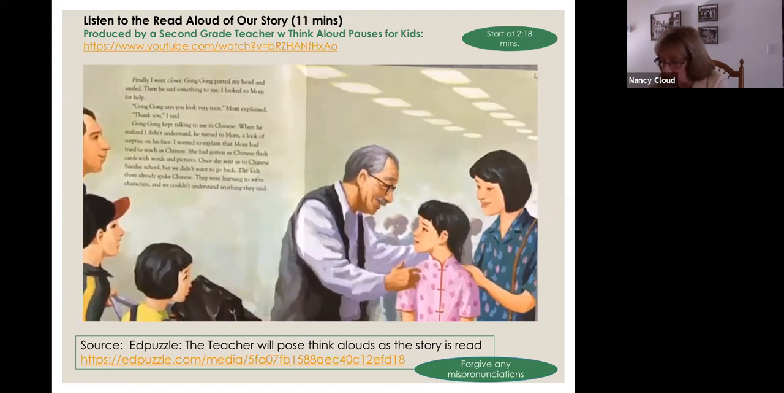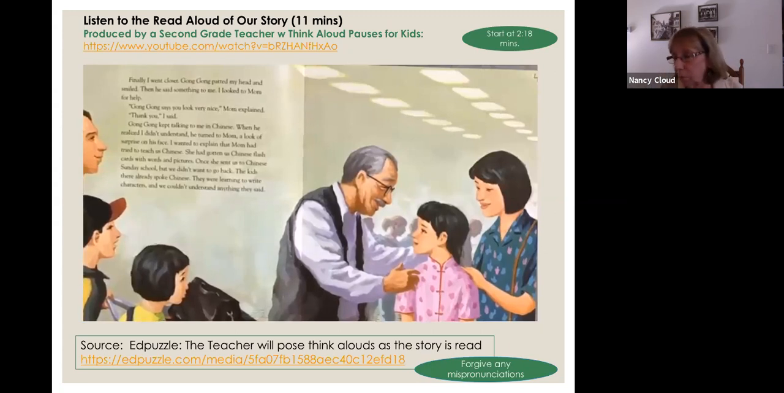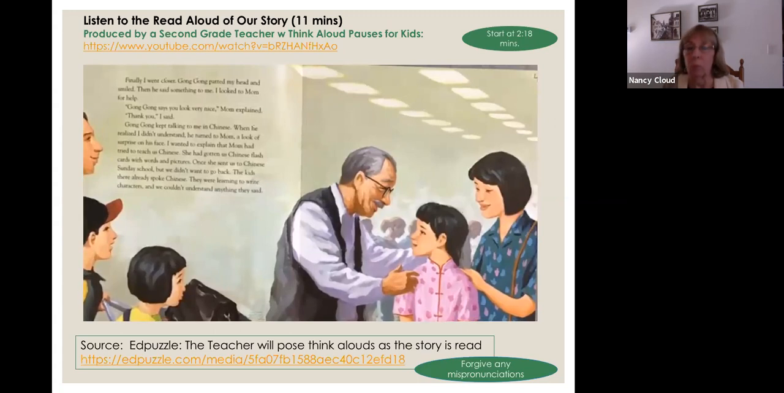I wanted to explain that Mom had tried to teach us Chinese. She had gotten us Chinese flashcards with words and pictures. Once, she sent us to Chinese Sunday school, but we didn't want to go back. The kids there already spoke Chinese. They were learning to write characters, and we couldn't understand anything they said.